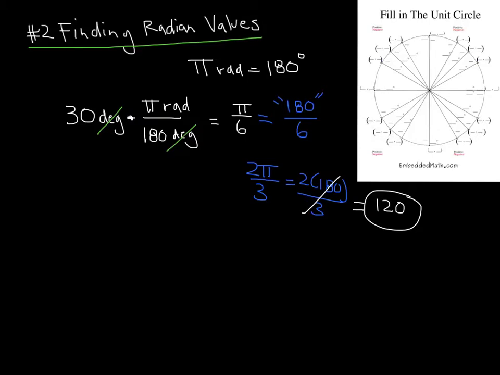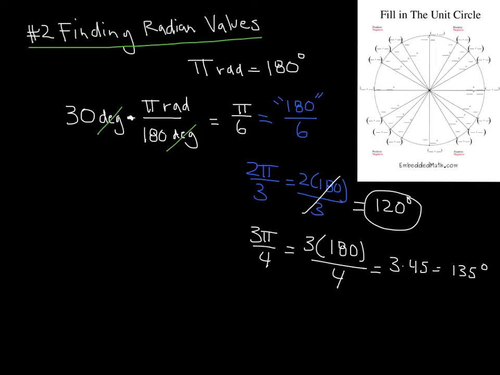What if I gave you 3 pi over 4? Well, it's going to be 3 times 180 over 4. 180 over 4 is 45, and 3 times 45 is 135 degrees. So this is how you're going to start to convert these all the way across.